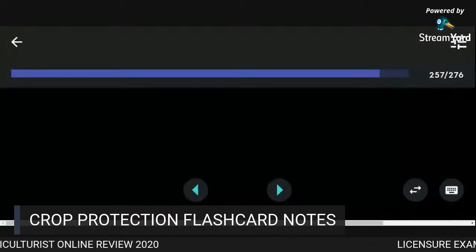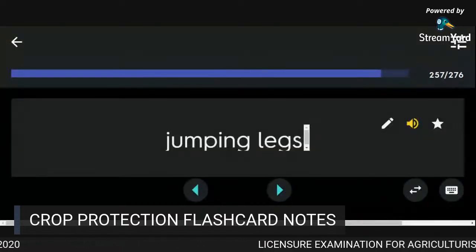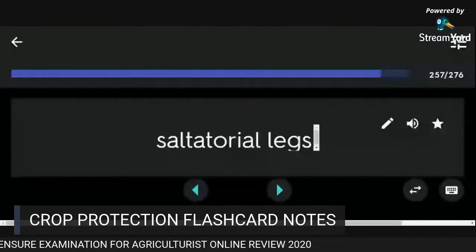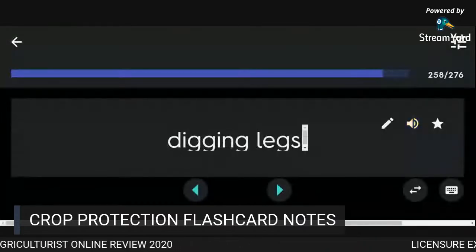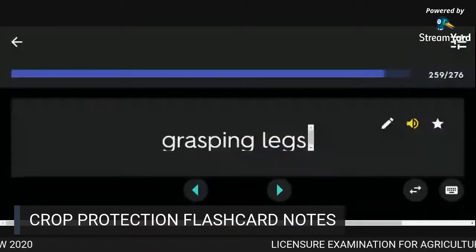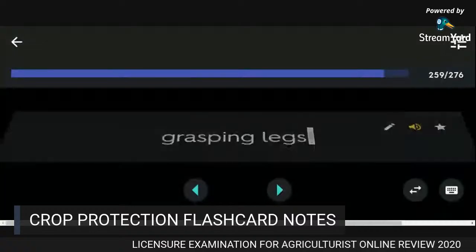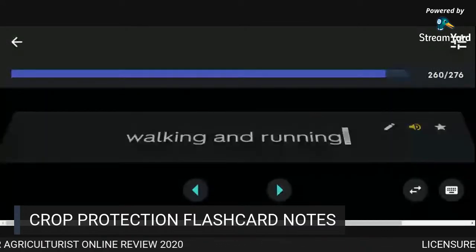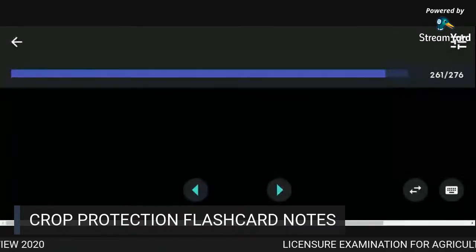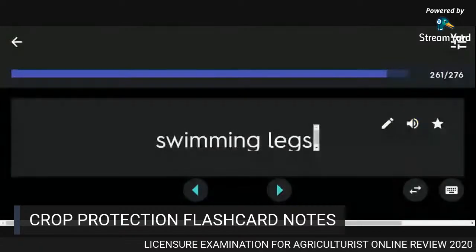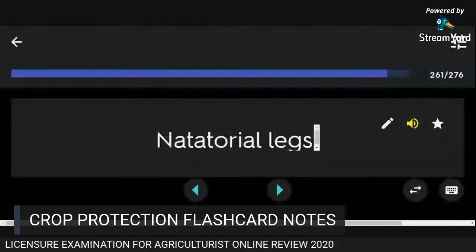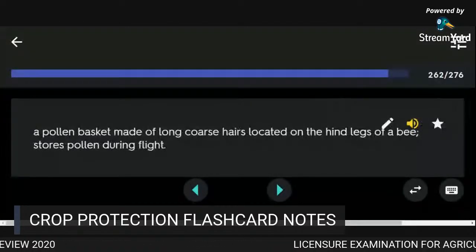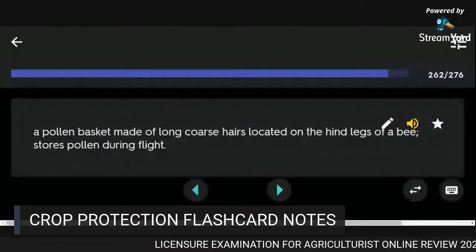Jumping legs. Raptorial legs. Walking and running: cursorial legs. Swimming legs: natatorial legs. A pollen basket made of long coarse hairs located on the hind legs of a bee stores pollen during flight. Corbicula.